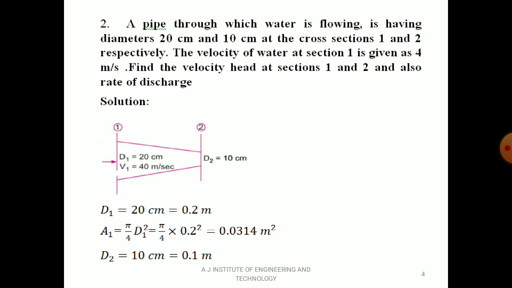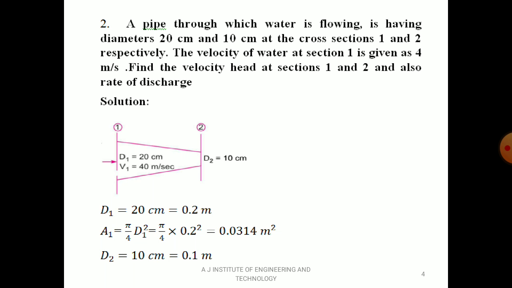So v1 is given in the problem as 4 meter per second, and you can see the diagram. Diameter d1 is 20 centimeter, the higher value, and d2 is the small value, 10 centimeter. Just draw two lines, that is section 1 and section 2. The water is flowing from section 1 to section 2. The diameter at section 1 is 20 centimeter and velocity v1 is 4 meter per second. v1 is the velocity at section 1, v2 the velocity at section 2, and d2 the diameter at section 2.